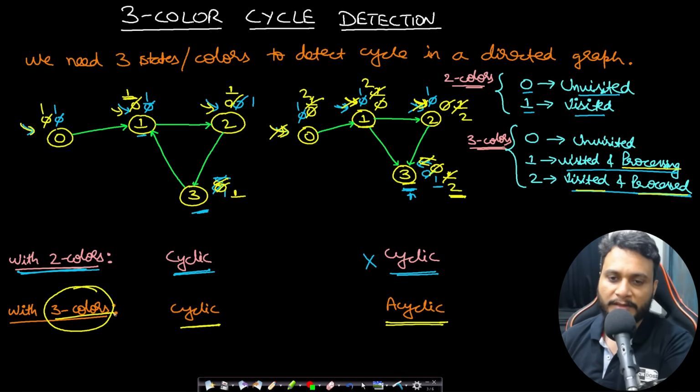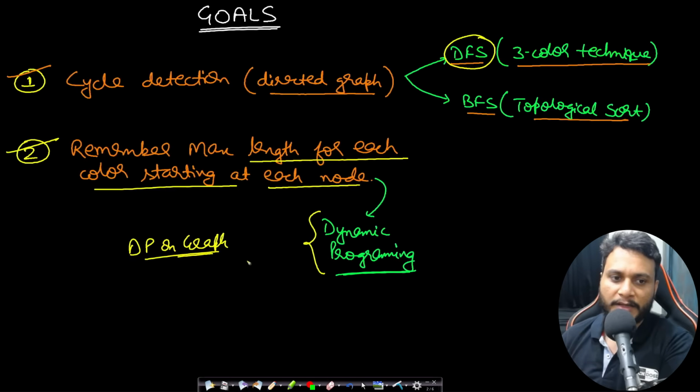We must use 3 colors. For an undirected graph we can go with 2 colors. Okay, so this was just a recap of cycle detection. So our first goal is clear. How to do cycle detection? We will be doing it using the DFS 3 color technique. Okay, it is simple to implement.